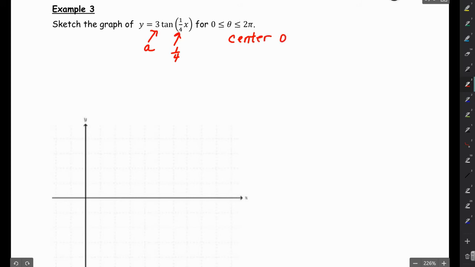But because our amplitude is 3, we'll have a point at -3 and a point at 3. So let's write out what we think the pattern would be in this case. It's going to be asymptote, then -3, 0, 3, and asymptote.